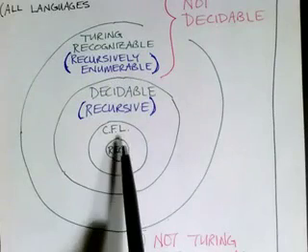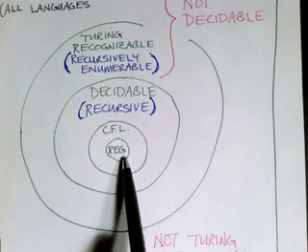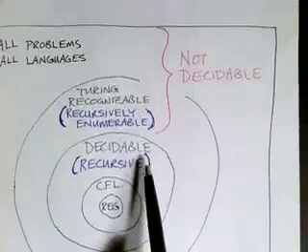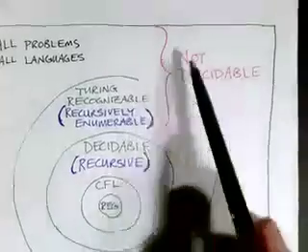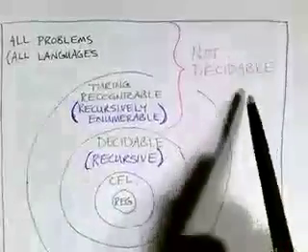So regular languages are the simplest sorts of languages. Then we have context-free languages. And then we have the three remaining categories. The square here represents the set of all languages.